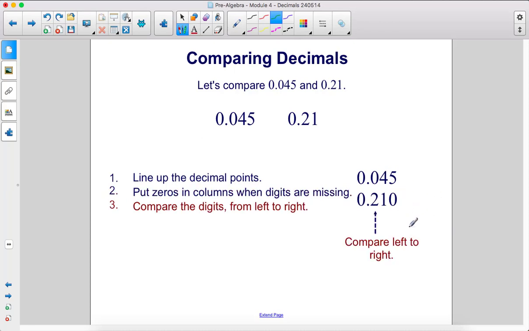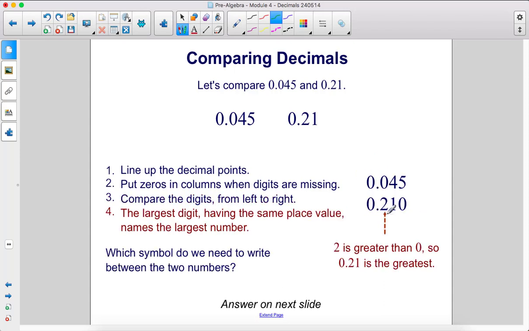Then we're going to compare the digits from left to right. So if we start here, they both have a 0. So we move on. Here, there's a 0 and a 2. So therefore, this number is larger than that number. The largest digit having the same place value names the largest number. Since 2 is greater than 0, this number is greater than that number. Which symbol do we need to write between the two numbers?